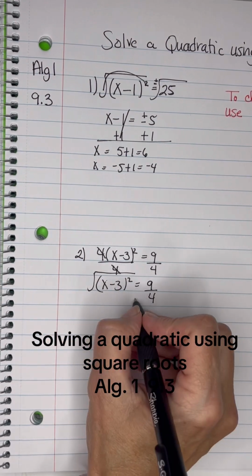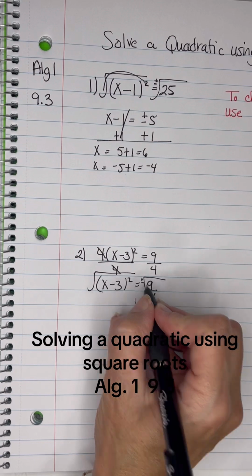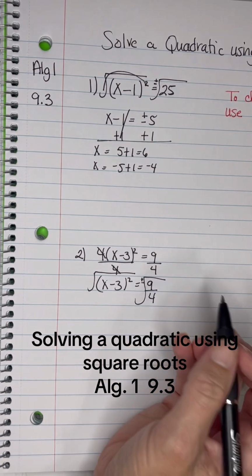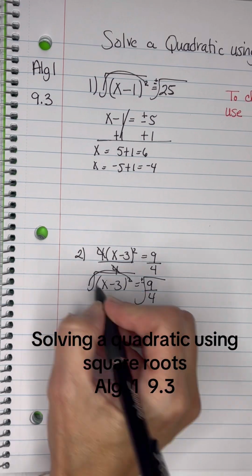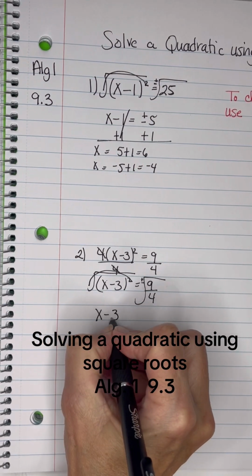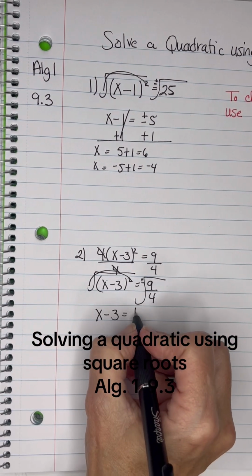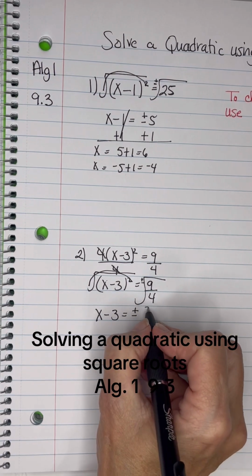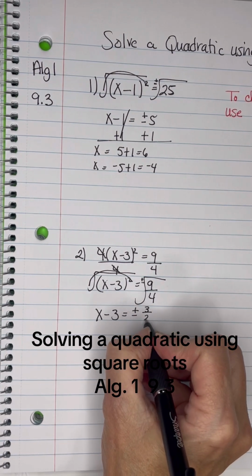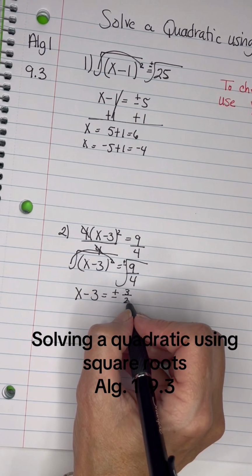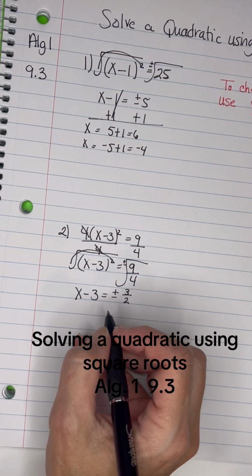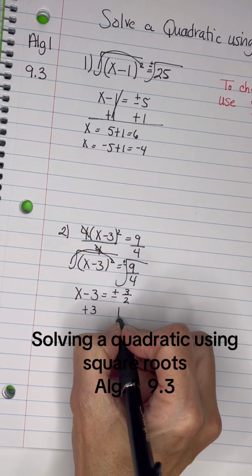I'll take the square root of both sides, and remember it will be a positive or a negative because 9/4 is a positive number. The square cancels the square root out, and I've got x - 3 equals the positive or negative square root of 9, which is 3, over the square root of 4, which is 2. That's really the same thing as 1 1/2. 2 goes into 3 1 1/2 times. So I'll add 3 to both sides.